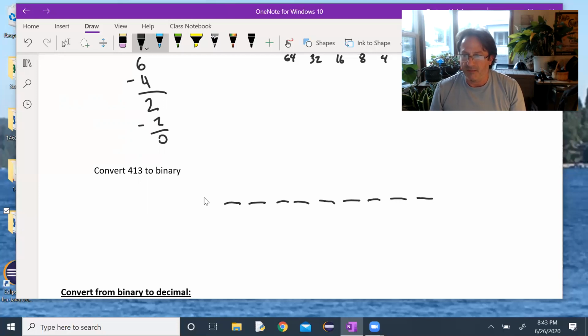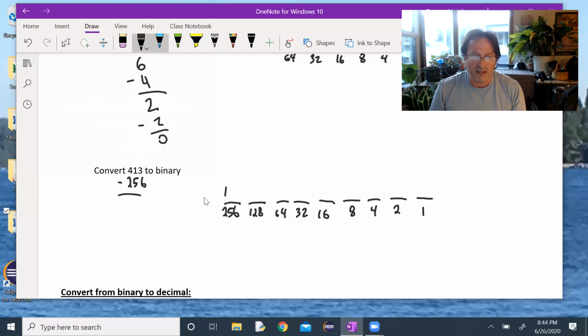I don't know how many I'll need, but we start at 1, then multiply by 2, you get 2, multiply by 2, you get 4, times 2 is 8, and then 16, times 2 is 32, 64, 128, 256, and I can see if I multiply that by 2, it's going to be bigger than 413. So we have 256, and I have to subtract that from here.